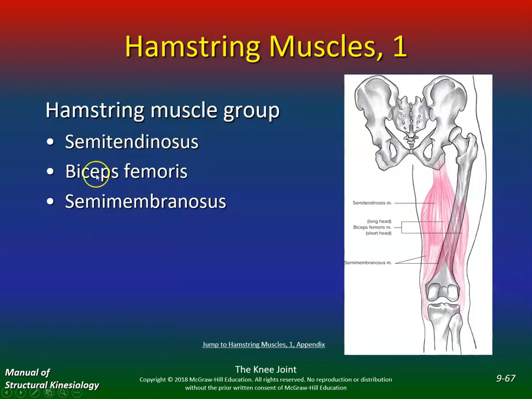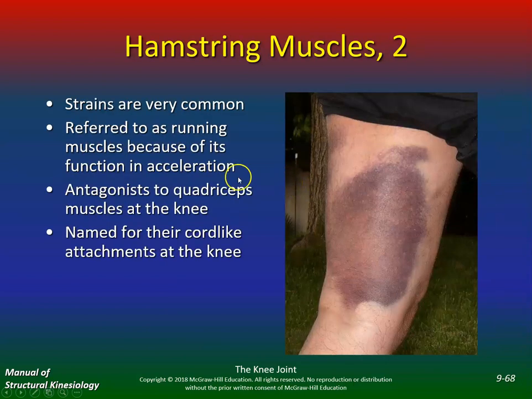Hamstrings: semitendinosus, semimembranosus, and biceps. Hamstring muscle strains are very common, and they're referred to as running muscles because of their function in acceleration. They're antagonists to the quadriceps, named for their cord-like attachments. Anyone that's hurt their hamstring knows that it can be quite painful and takes a long time to heal.